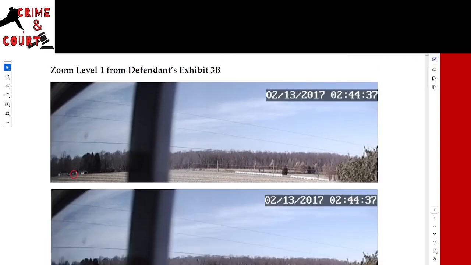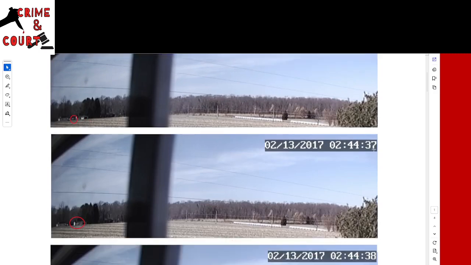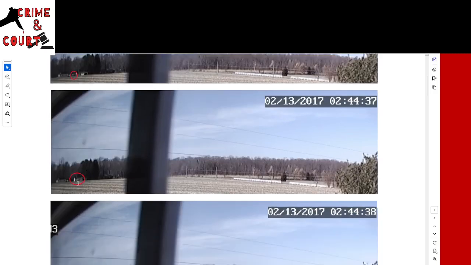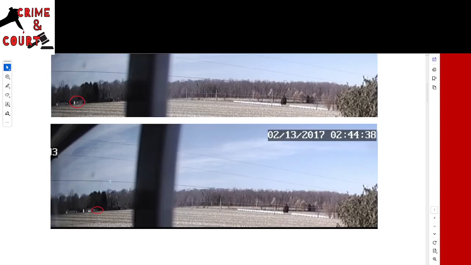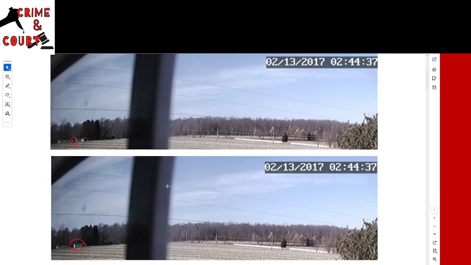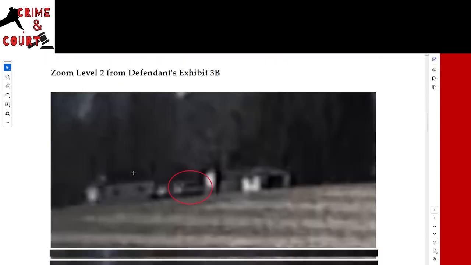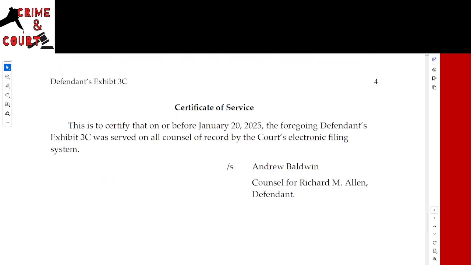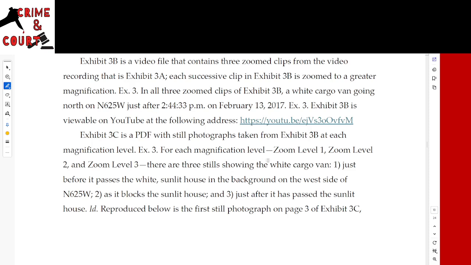So this is magnification 1, zoom level 1. You can see it. This is normal. No, there's no zoom, I think. No, they did zoom it once. Okay, and then twice, they zoom it again twice. You can see it clearly going. I mean, it's zooming, but you can see that it's an outline of a car. And here's the third. It's really zoomed in. All right, so that's that.